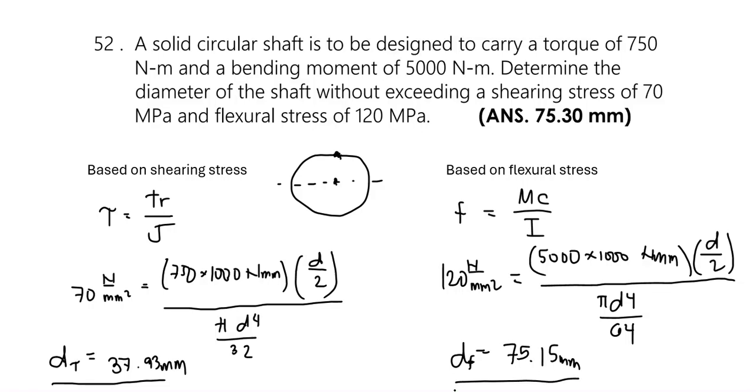Based from these two values, the safest diameter would be the bigger one, to not exceed the shearing stress and flexural stress that is felt by the solid circular shaft. Therefore, our final answer is 75.15 millimeters.